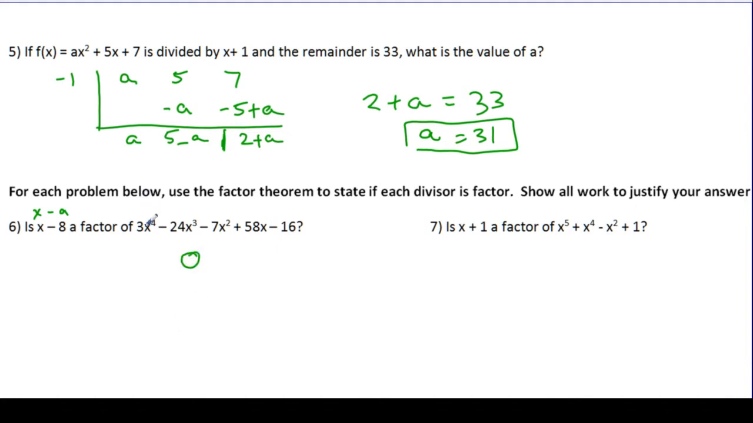If I plug in an 8 here, x to the 4th, x to the 3rd, x squared, x, all of them replaced with an 8, and you simplify it correctly, you're going to get a 0 to come out. And what this means is that the remainder of this division problem is 0. So the remainder theorem says if I plug in 8, I will get the remainder back, and in this case, I got a remainder of 0.